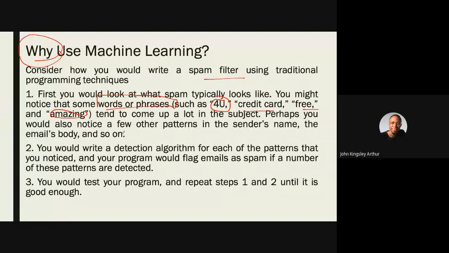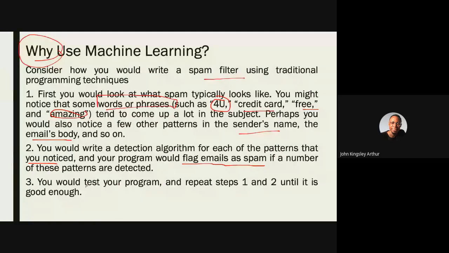Number two, you would also write a detection algorithm for each pattern that you noticed. Maybe the pattern in the words that are used, the pattern in the sender's name, the pattern in the email body, and some other attributes that you may want to consider. Then you would use that to flag emails as spam if those patterns are detected. Now look at all of these words, and you want to write a rule for each one of them.